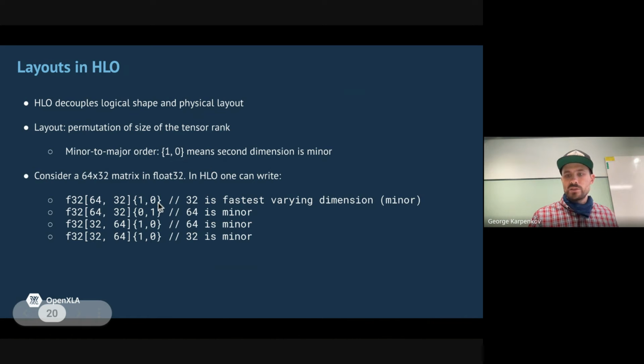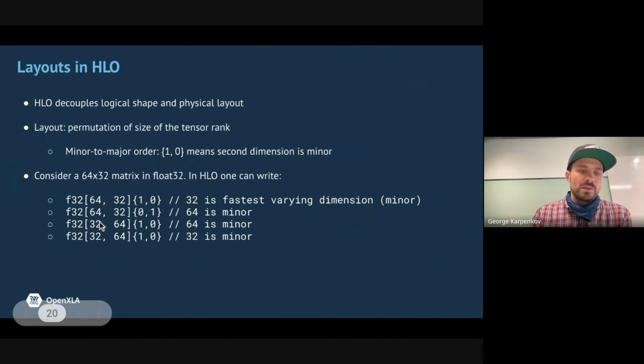So that's an illustration of how that's represented. It's very flexible, but it also makes physical operations sometimes very hard to reason about. But basically, for a 64 by 32 matrix in HLO, there are multiple ways we could write it down. We could write down the logical shape as 64 by 32, and there are two different options for the layout. Or we can sometimes transpose the logical shape instead. And then there are also, it's meant to be 0, 1, two options for the layout.